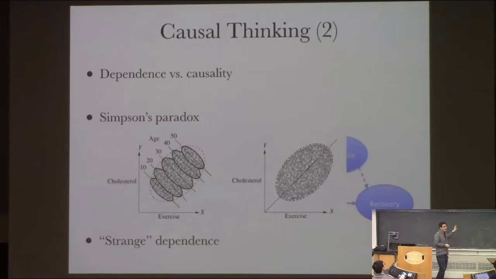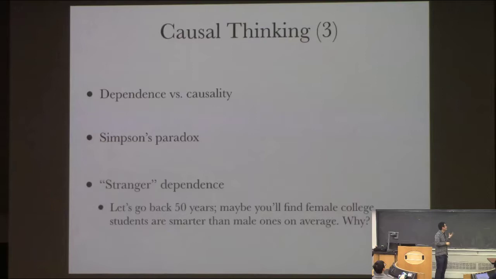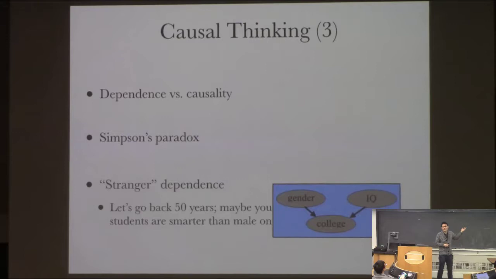And the third one is about some strange dependence pattern. So in particular, in America, if you go back 50 or 60 years, you will see that, oh, female students were on average smarter than male students. Why? So you believe that female students and male students are kind of equally smart on average, right? But over there, if you really go back to that time, you would find that, oh, female students are smarter. Why? What happened? So essentially, this also happened in the 2016 election, presidential election. The polling data turned out to be very different from the final decision, final outcome, right? Because we have selection bias.